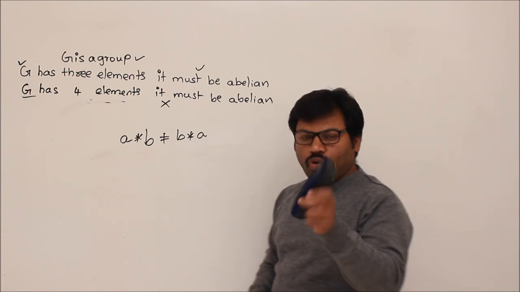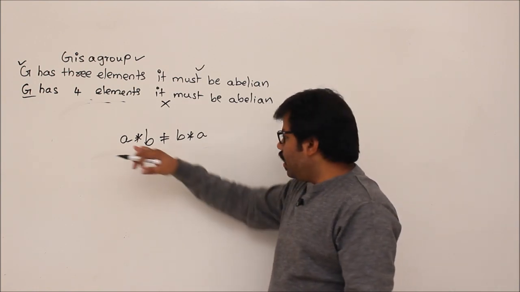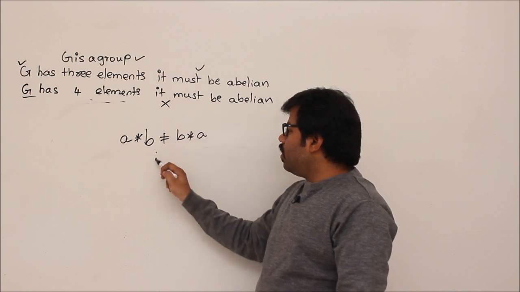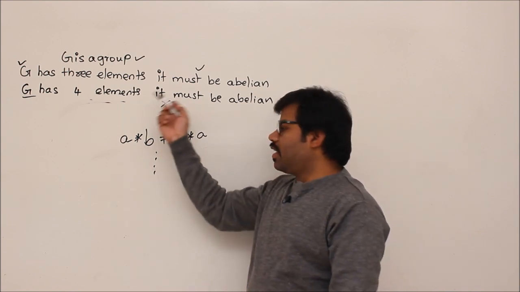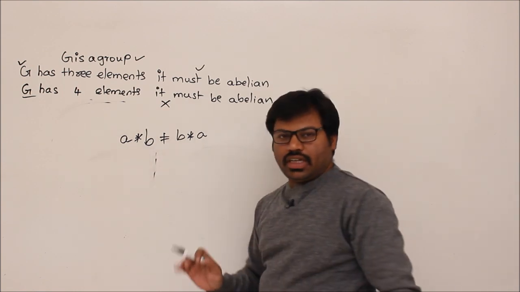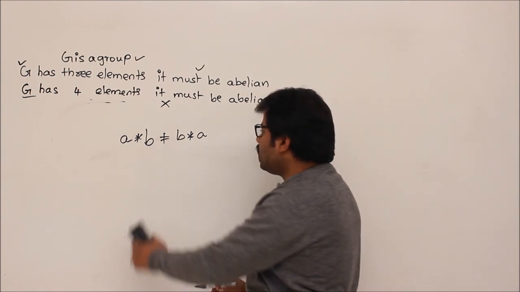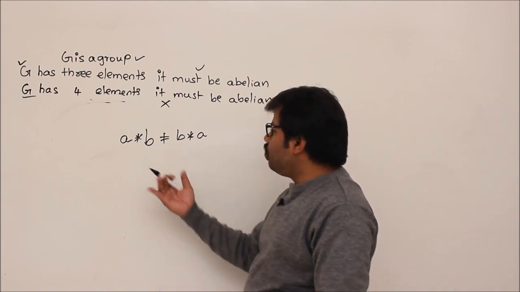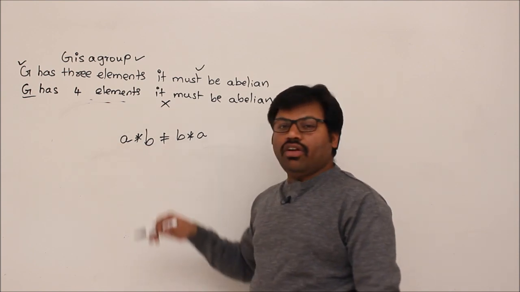Now I am going to apply proof by contradiction. In proof by contradiction, first I assume it as wrong, but slowly I understand that it cannot be wrong. How, sir? You blindly follow. A star B not equal to B star A, let's say. Now, if A star B not equal to B star A, then what should be A star B? First, what will be the value of A star B?